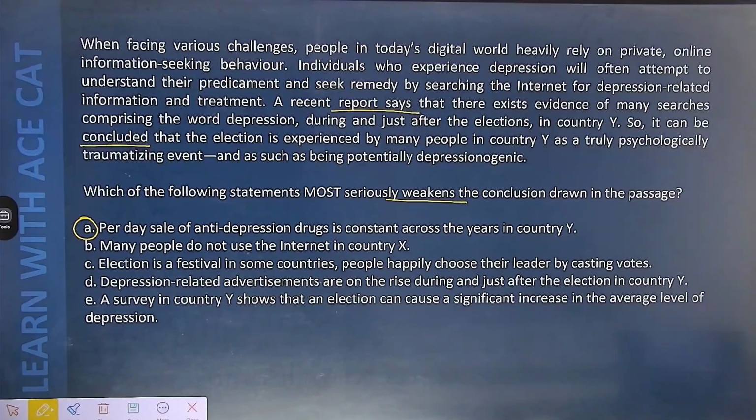Conclusion क्या कहता है कि जो इलेक्शन है वो साइकोलॉजिकली ट्रॉमेटाइजिंग है, इसकी वजह से लोग डिप्रेशन में चले जाते हैं. And again students, अगर फोर्थ ऑप्शन सही है तो एक्चुअली यहाँ पर जो कंक्लूजन है वो स्ट्रेंथन होता है, वो वीकन कैसे होता है, अंडरस्टैंड. फोर्थ ऑप्शन तो इनफैक्ट ये बताता है कि yes, ये जो कंक्लूजन हमने ड्रॉ किया that is indeed correct. ओके, that is the reason इतने advertisements release होते हैं depression related. So fourth option strengthens the argument, does not weaken it.